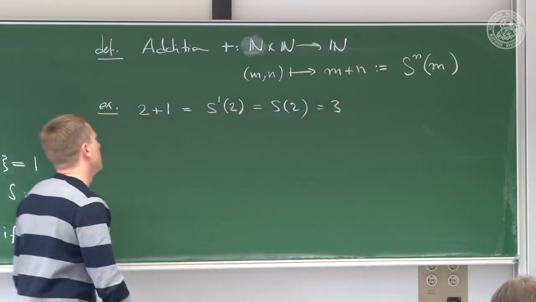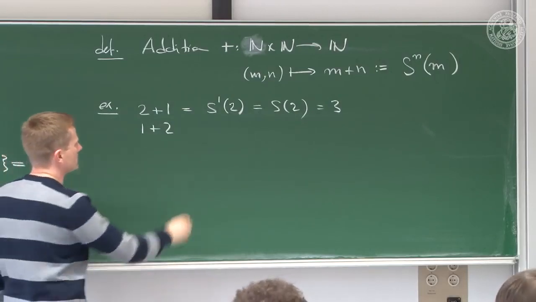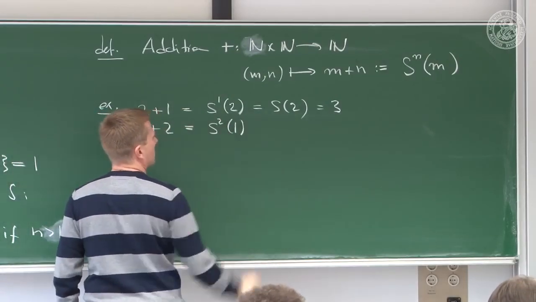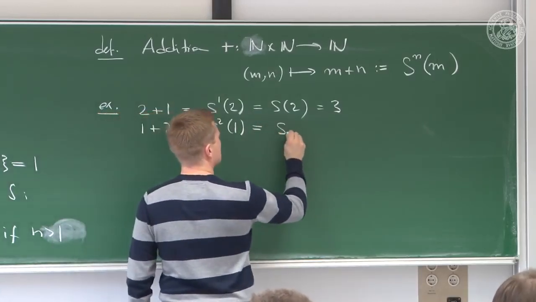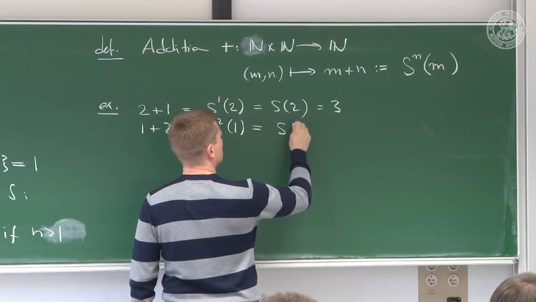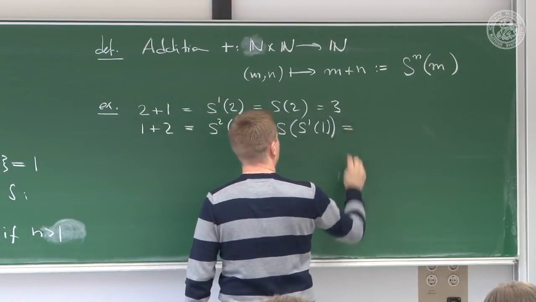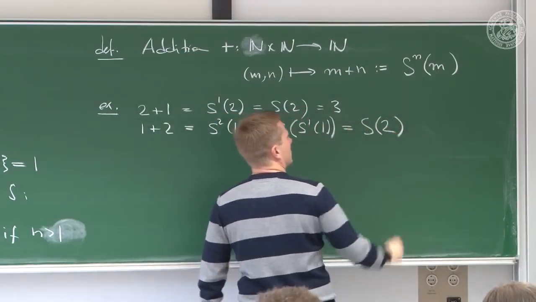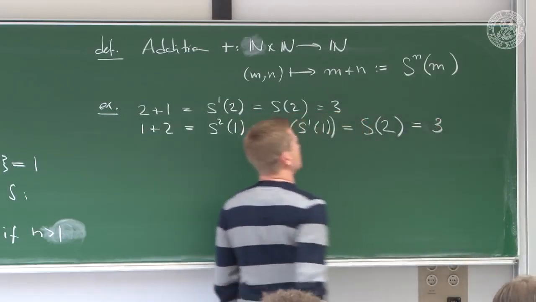Oh, wonderful. And what is 1 plus 2? You say, it must be the same. Well, it looks very different in the beginning. It's S2 of 1. S2 of 1, what is that? That is S after S1, so S of S1 of 1. S1 of 1, well, you believe me, is 2. And this is 3. Oh, it's the same. Okay.